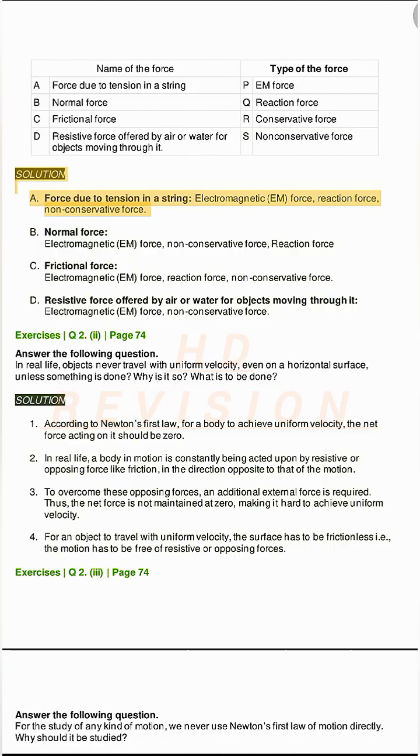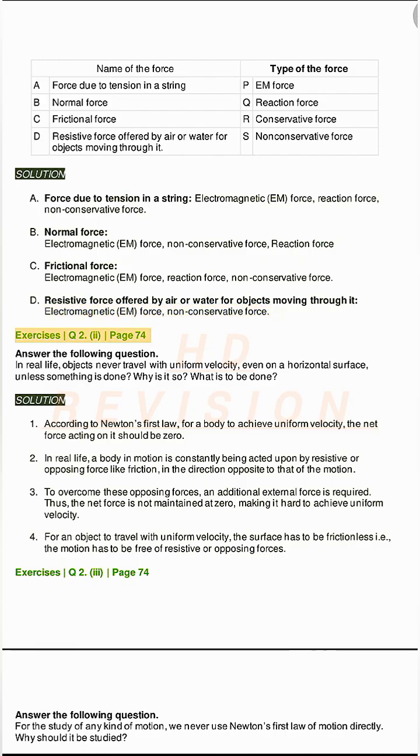A: Electromagnetic (EM) force, reaction force, non-conservative force. B: normal force. Electromagnetic (EM) force, non-conservative force, reaction force. C: frictional force. Electromagnetic (EM) force, reaction force, non-conservative force. D: resistive force offered by air or water for objects moving through it. Electromagnetic (EM) force, non-conservative force.